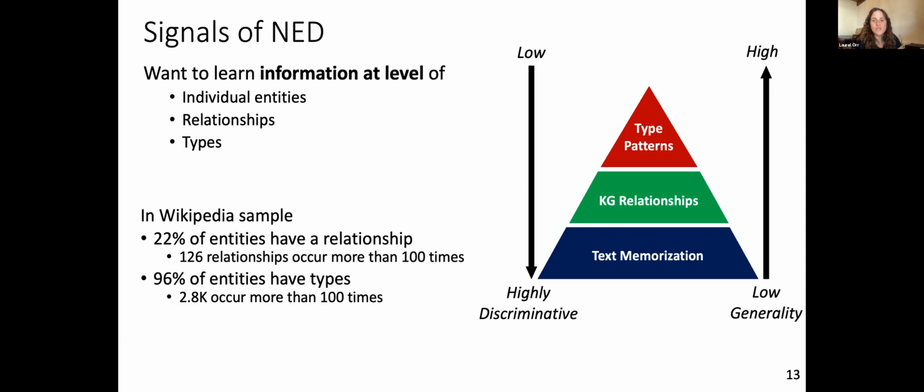Now, to motivate the rest of the hierarchy between the KG relationships and types, we did a little examination of Wikipedia data and found that about 22% of entities have a relationship, and about 126 of these relationships occur more than 100 times. Now, what this means is, for one, we actually are going to see these relationships enough in standard Wikipedia data in order to learn patterns over them. And it gives us a sense of how general this pattern is, as it only occurs 22% of the time compared to type patterns, which occur more frequently. The KG relationship is in the middle of the hierarchy, and the type patterns are on the top.